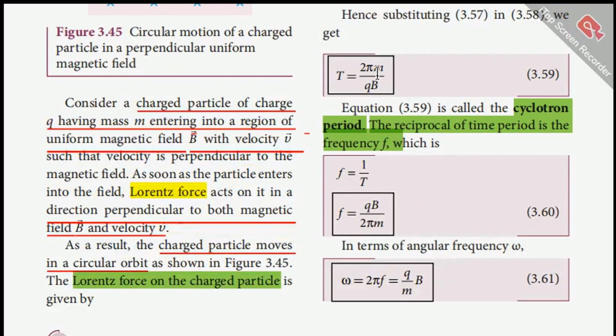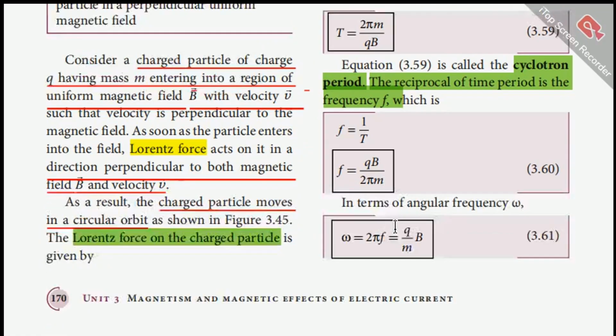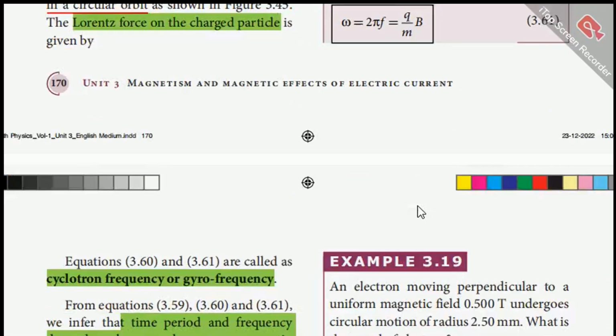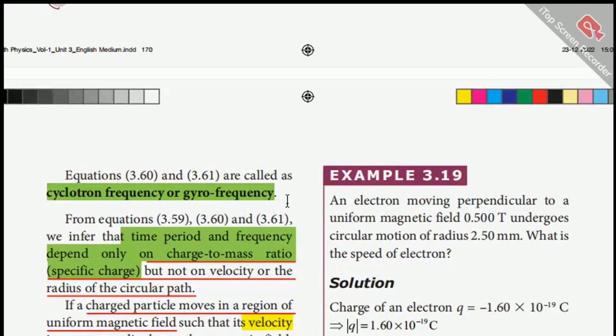This equation is called the cyclotron period. The reciprocal of the time period is the frequency f, given by f equals 1 by T, so f equals Bq by 2 pi m. In terms of angular frequency omega, the expression can be written as omega equals 2 pi f, that is given by Bq by m. These equations are called the cyclotron frequency or gyro frequency.